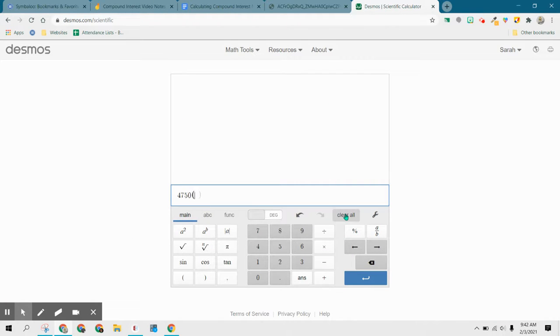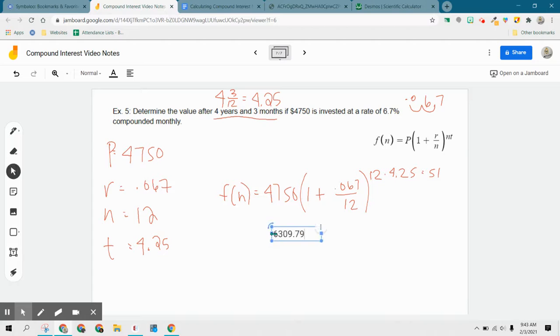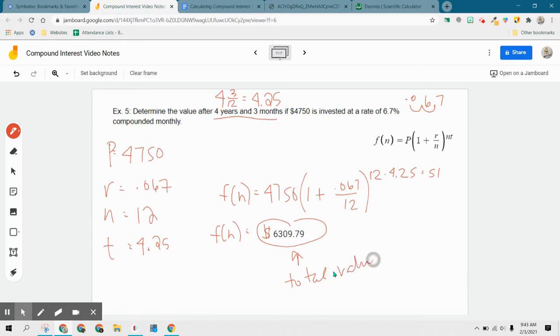We've got 4750. We've got 1 plus our rate, which was 0.067. We are compounding monthly. And our exponent was 51. I'm going to double check that really quick. 0.067. Yes. All right. So here is our total account balance. Again, we are rounding to the hundredths place when we're dealing with money. I'm going to put that number right here. The question wanted the total, so I do want to keep this entire thing. I'm not going to subtract off the initial investment, and that is the total balance or the total value of the account after 4.25 years.